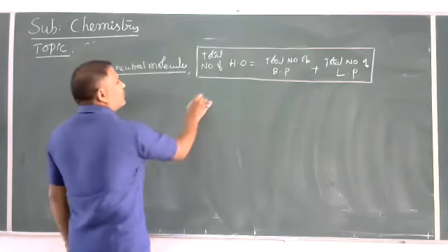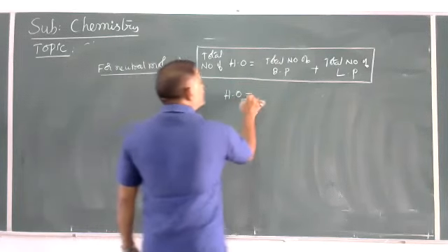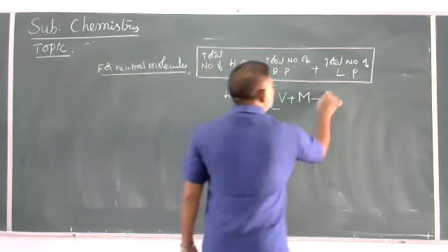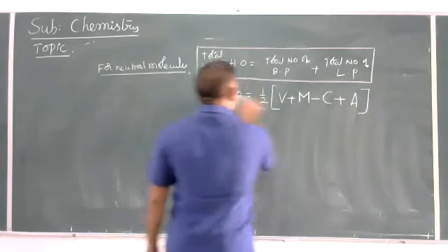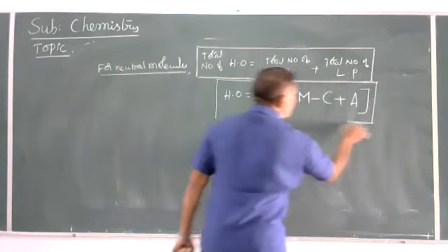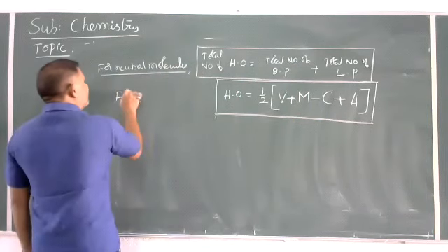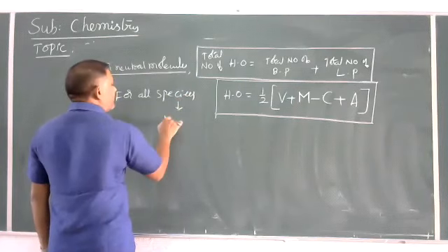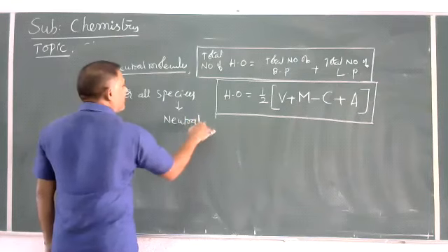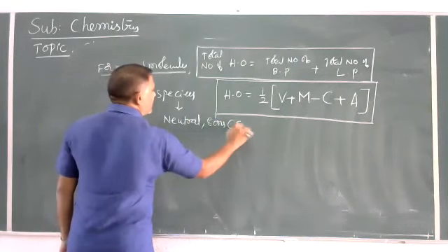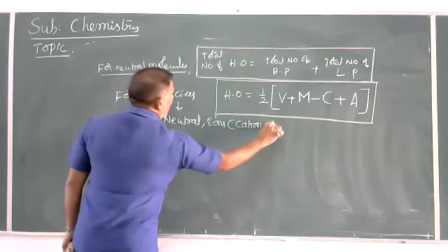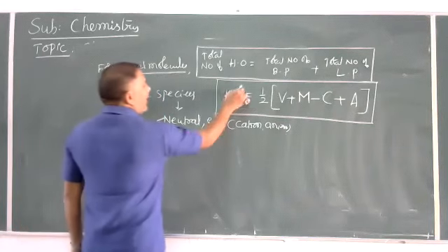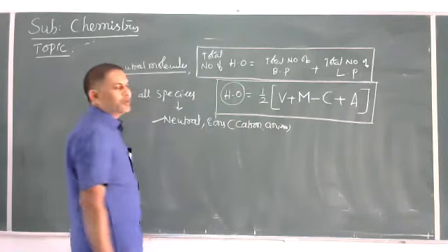Next, one more important formula: hybrid orbitals equals 1 by 2 into (V plus M minus C plus A). This is a very, very important formula, and it is for all species, either neutral molecules or ions, whether cations or anions. For all of these, it is easy to calculate the hybrid orbitals. If you know the hybrid orbitals, it is easy to calculate the shape of the molecule.